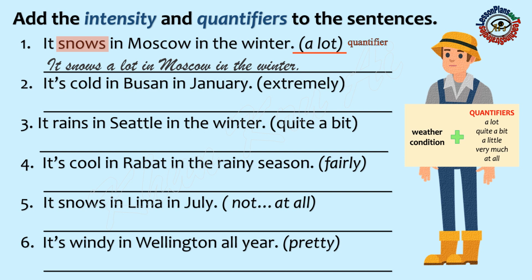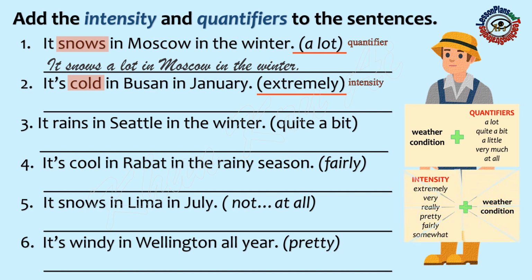2. It's cold in Busan in January. Cold is our weather condition. Extremely is our intensity. Remember, write the intensity before the weather condition. So, we have the sentence. It's extremely cold in Busan in January.